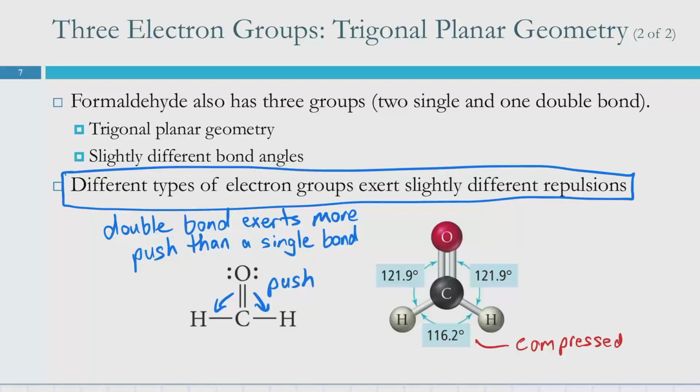You would not have to know the actual degrees, but you should be able to make predictions about, is it going to be exactly 120 degrees? Is it going to be less than? Is it going to be greater than 120 degrees in a situation like this? So this 121.9 degrees is bigger because the double bond pushes the single bonds away.